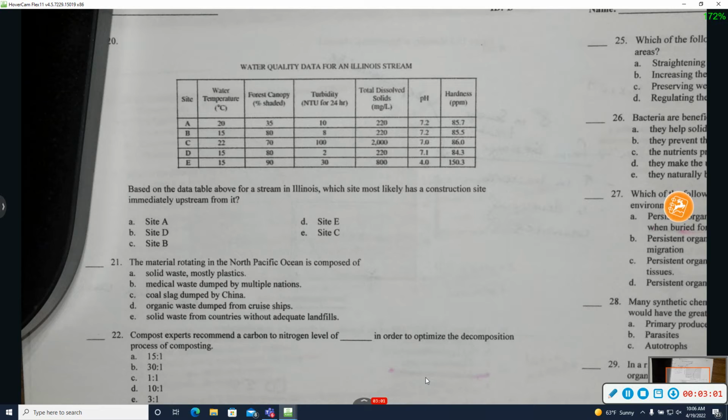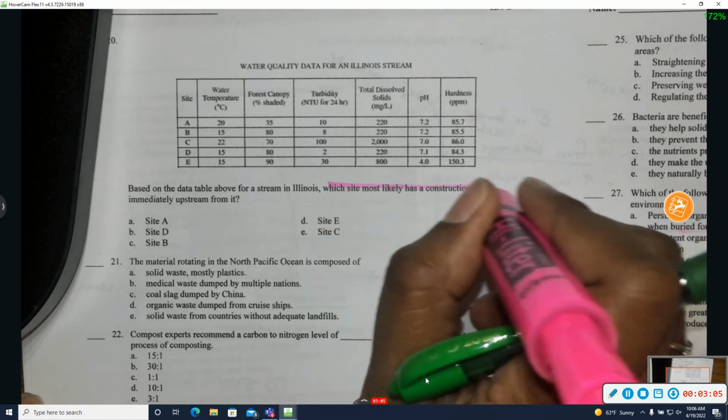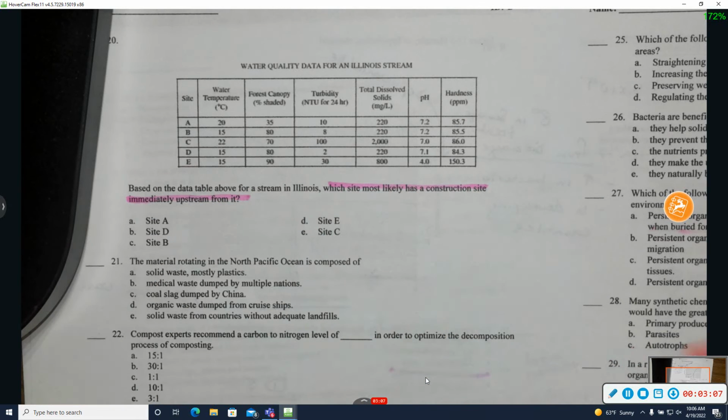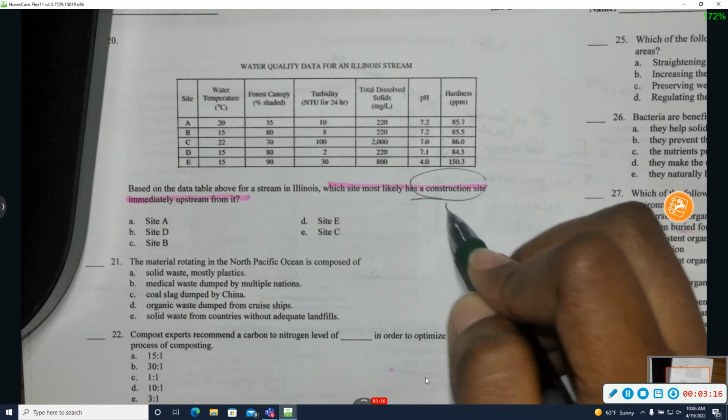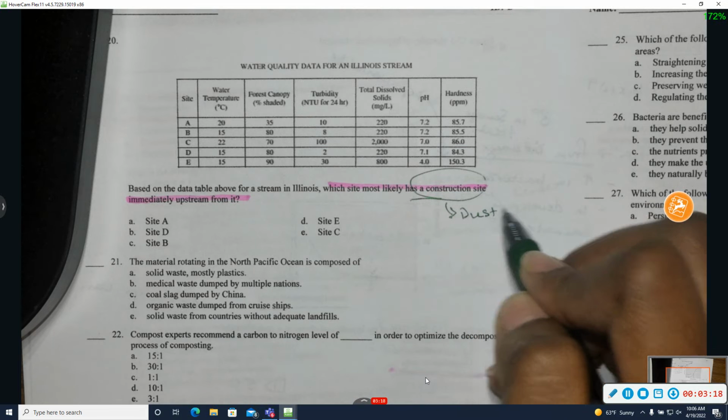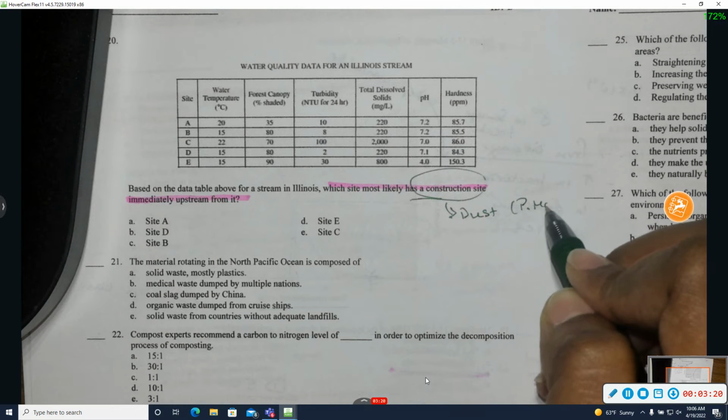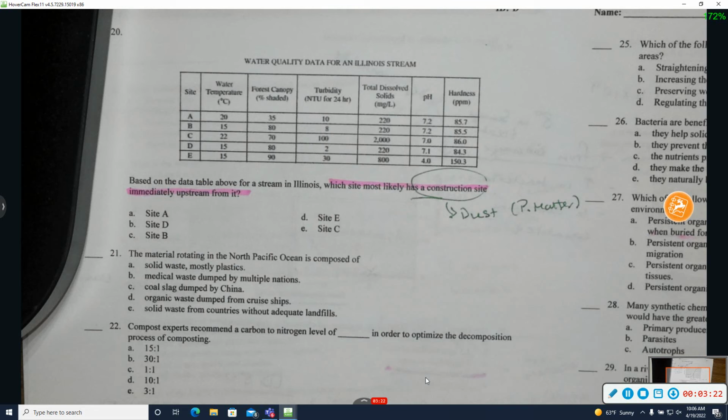Alright, so based on the data above for a stream in Illinois, which site is most likely to have a construction site immediately upstream from it? So think about a construction site and what you're going to get. You're going to get a lot of dust, aka particulate matter, right? And a lot of that particulate matter is going to go in the water, and once it goes into the water, it's going to make the water cloudy. So you're looking at turbidity.